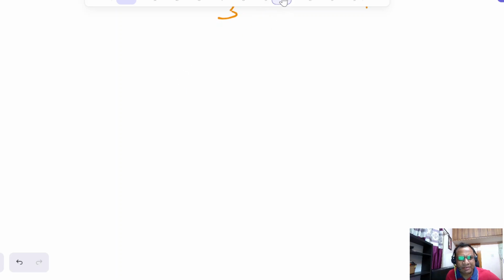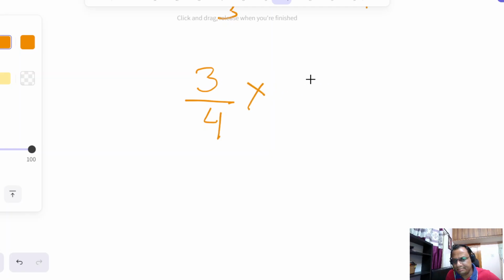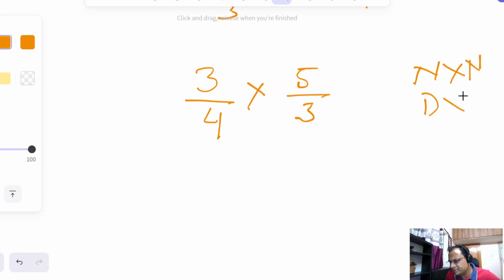Multiplication of fractions is a very easy thing. Why? Because you just have to multiply the numerator with the numerator, denominator with the denominator. I will say this approach is okay, but best is you reduce to the lowest term. If any fraction is there, reduce them to the lowest term first, because then your calculation will be simpler.